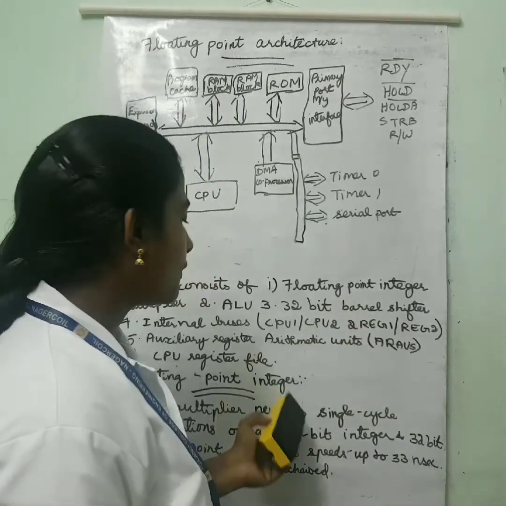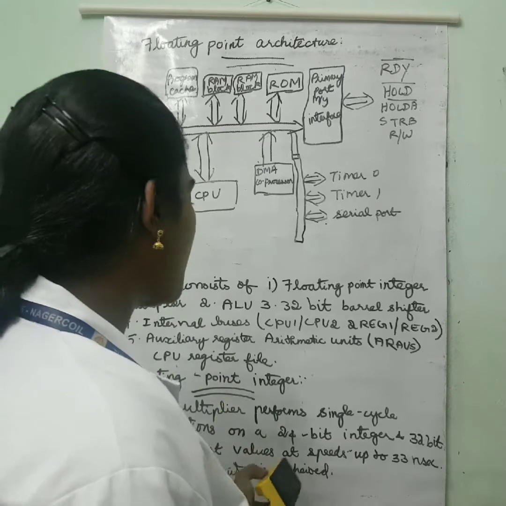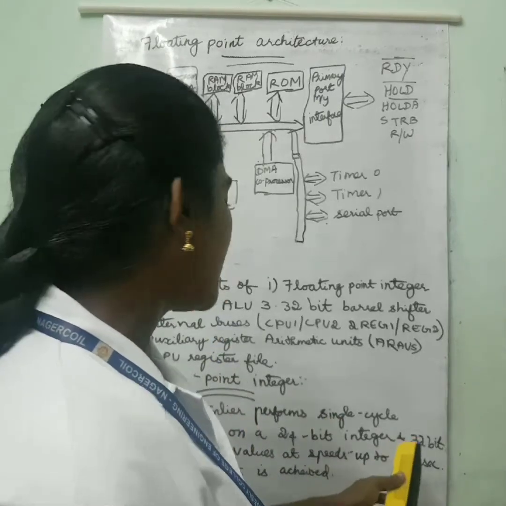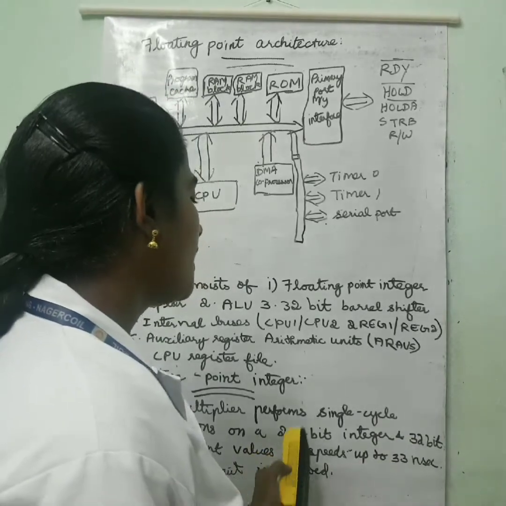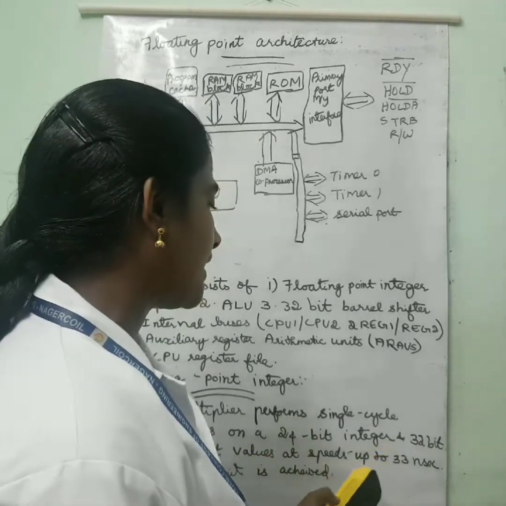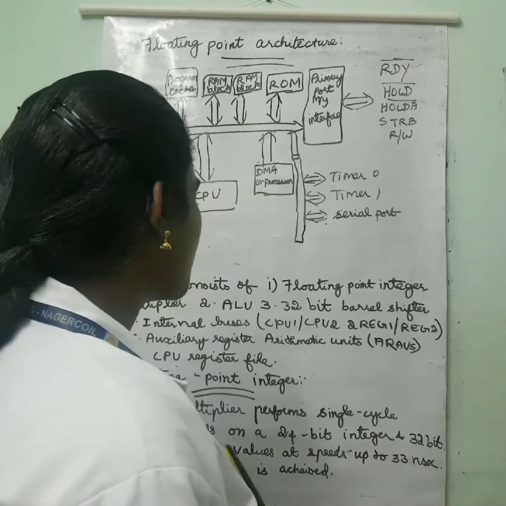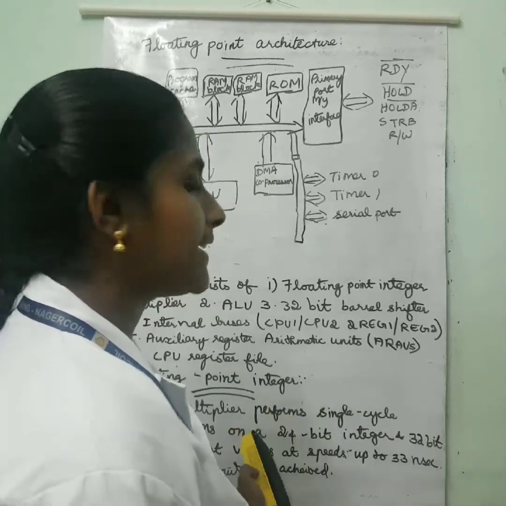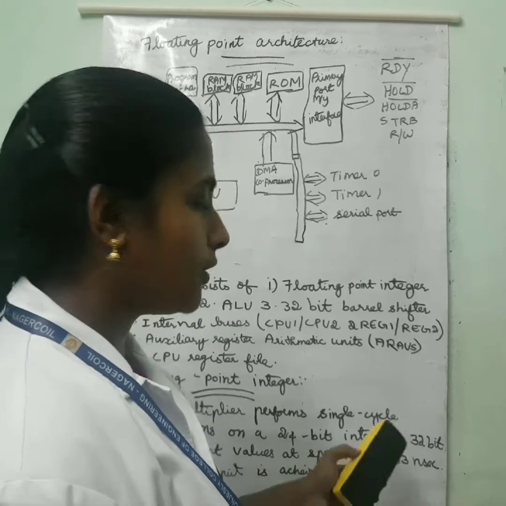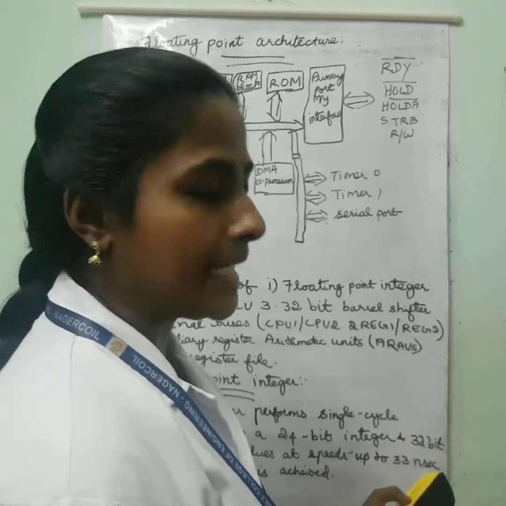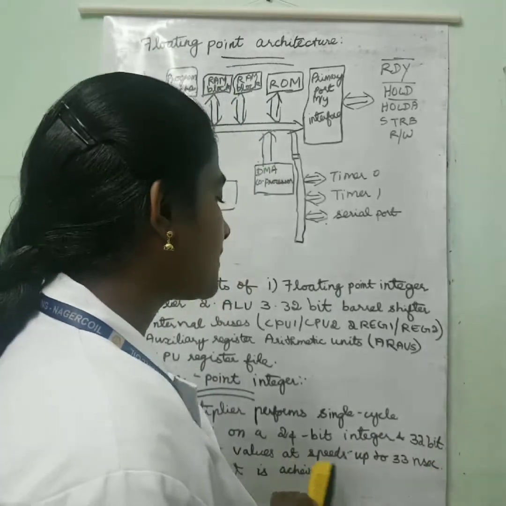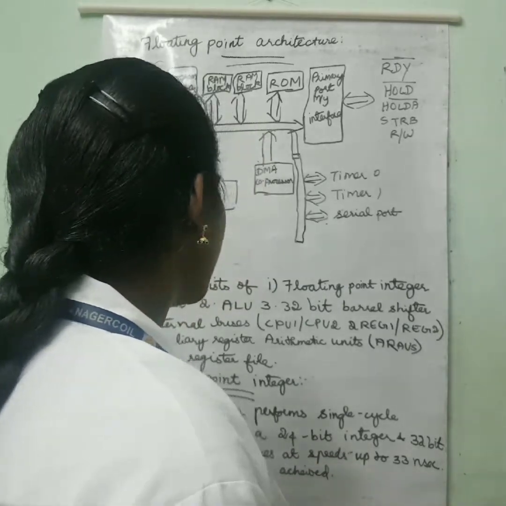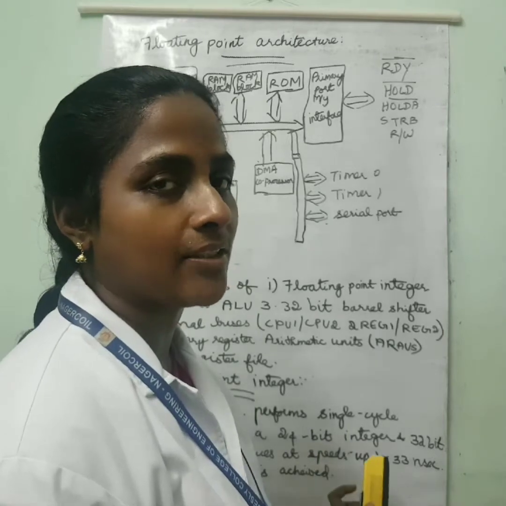This is a multiplier which performs single cycle multiplications on 24-bit integer and 32-bit floating point values at a speed of up to 33 nanoseconds. Here higher throughput is achieved.